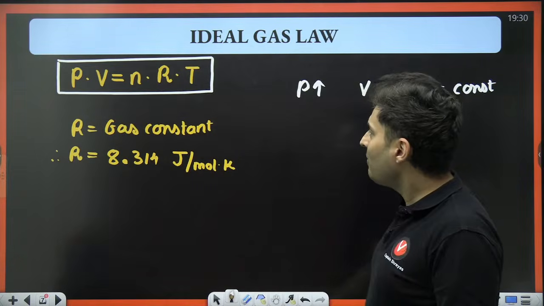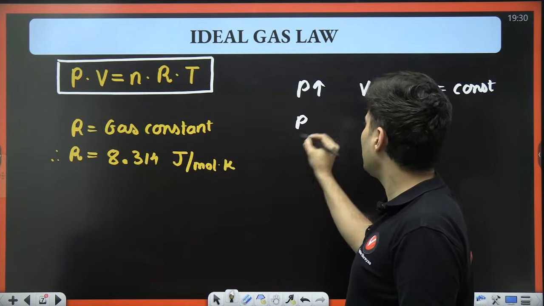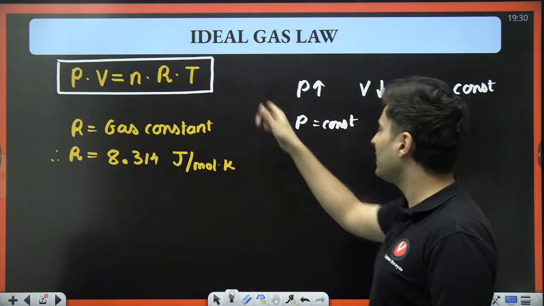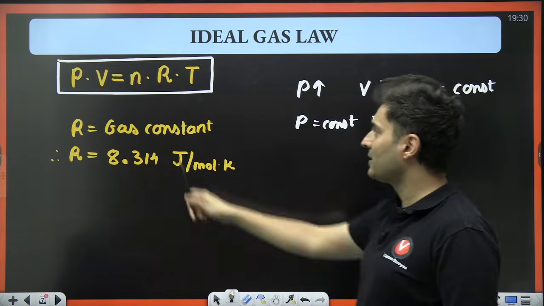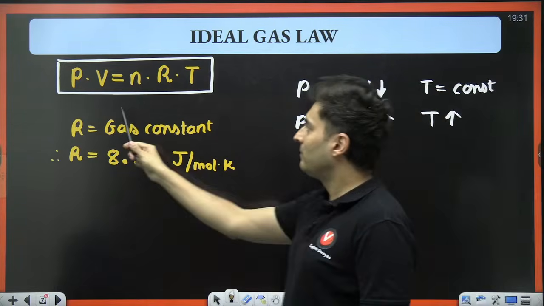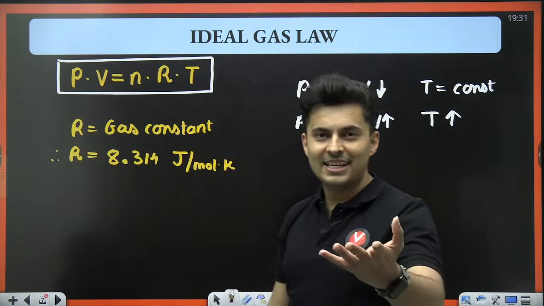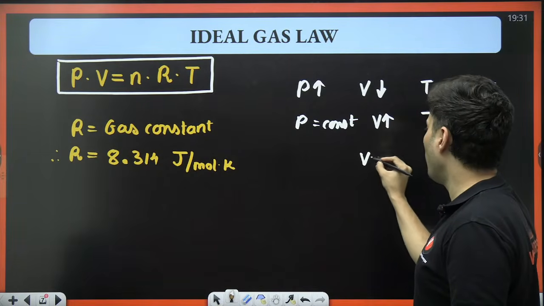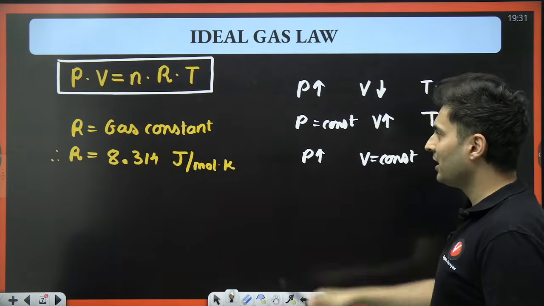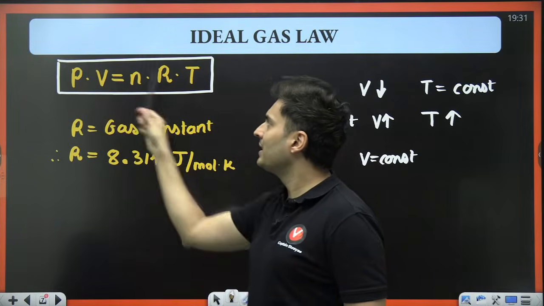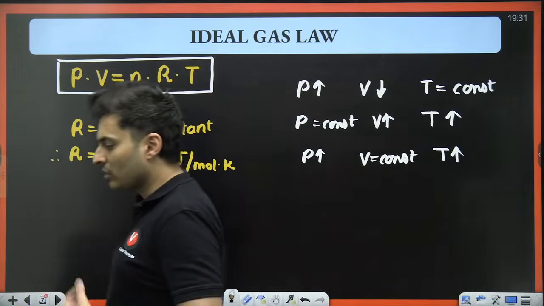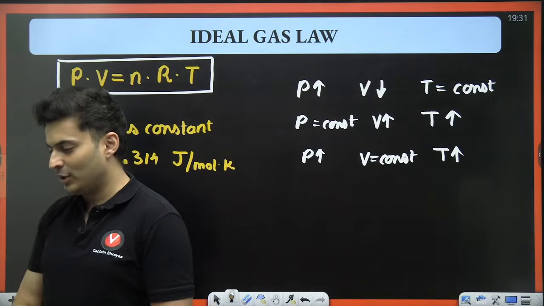It depends. Same way, if I tell you pressure is going to be constant, then what will happen if volume increases? If volume increases, then you can see that the temperature also will increase. If LHS increases, you can see RHS also increases, right? Similarly, if volume is constant and the pressure increases, if LHS increases, RHS should also increase, so temperature will also increase. So this is how these variables are related to each other.